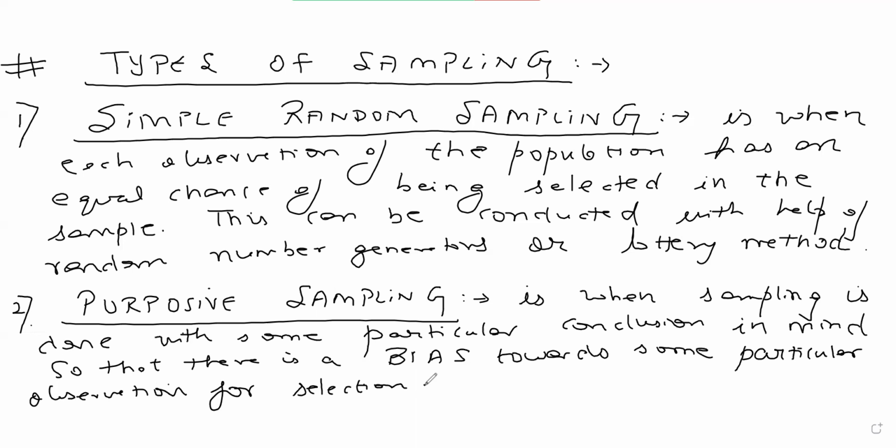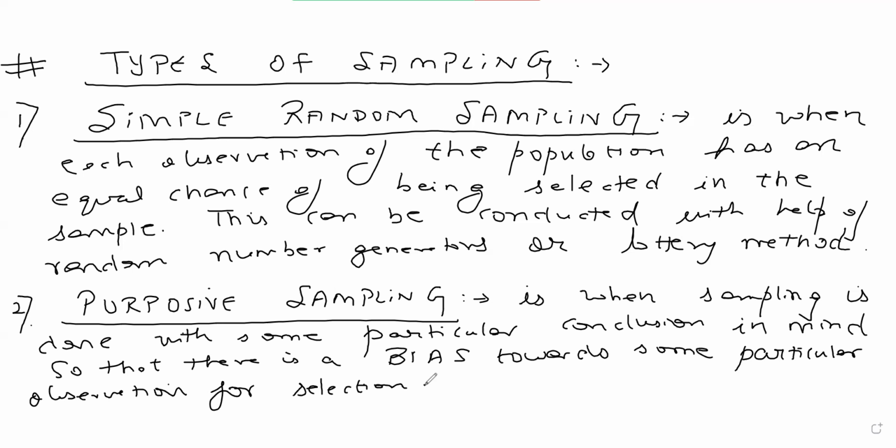So when you are doing purposive sampling, you are deliberately or purposively choosing a particular set of observations, because you already have a conclusion in mind and you want to show that conclusion. To show that conclusion, you only target a particular set of observations. For example, if I have to show how inflation is having an impact on middle class families, then my purpose is only to focus on the middle class. In my sample, I'll not take the poor class or the rich class.